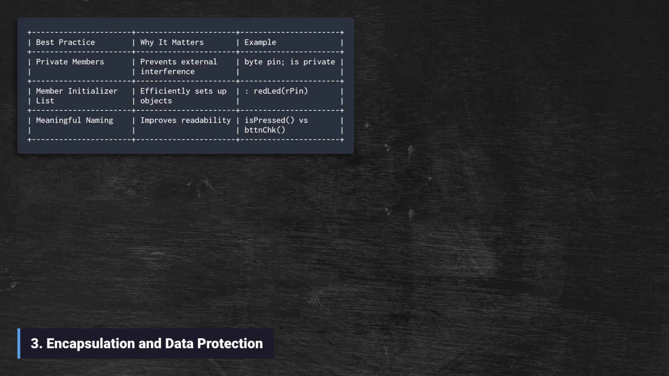Remember, code is read much more often than it is written. Use descriptive names like isBlinking instead of flag1. This makes your project self-documenting.